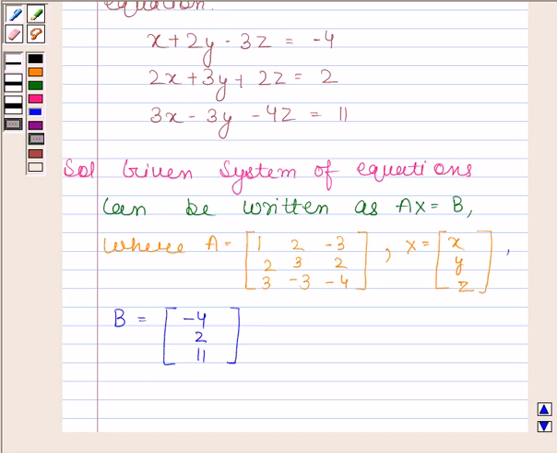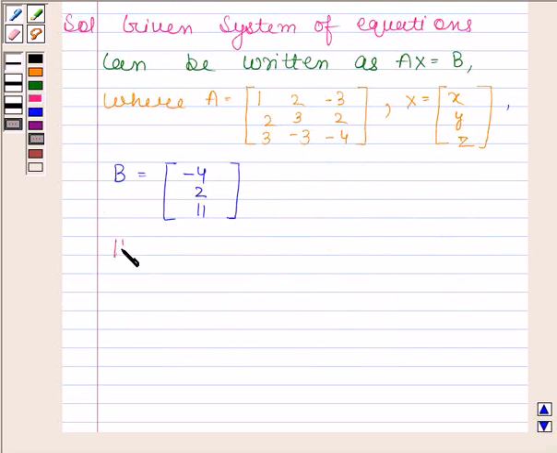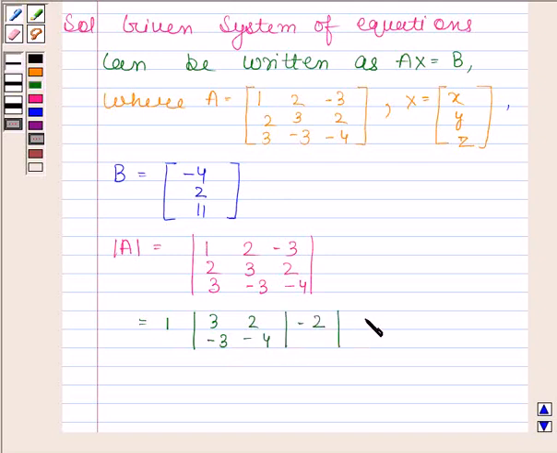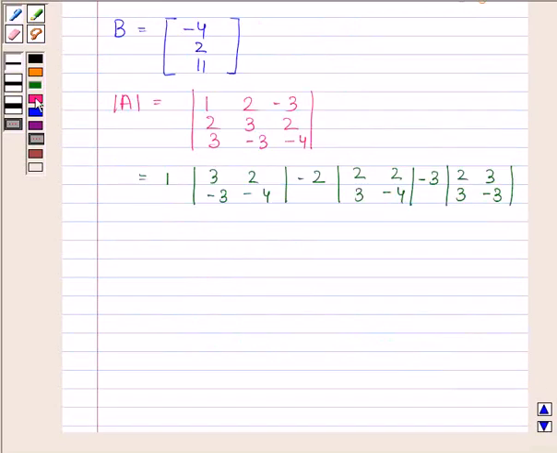Now we will first determine whether A is a non-singular matrix or a singular matrix. So let us first find the determinant of A. Now this is equal to 1 into determinant of 3, minus 3, 2, minus 4, minus 2 into determinant of 2, 3, 2, minus 4, minus 3 into determinant of 2, 3, 3, minus 3. Now this is equal to 1 into minus 12 plus 6, minus 2 into minus 8 minus 6, minus 3 into minus 6 minus 9.